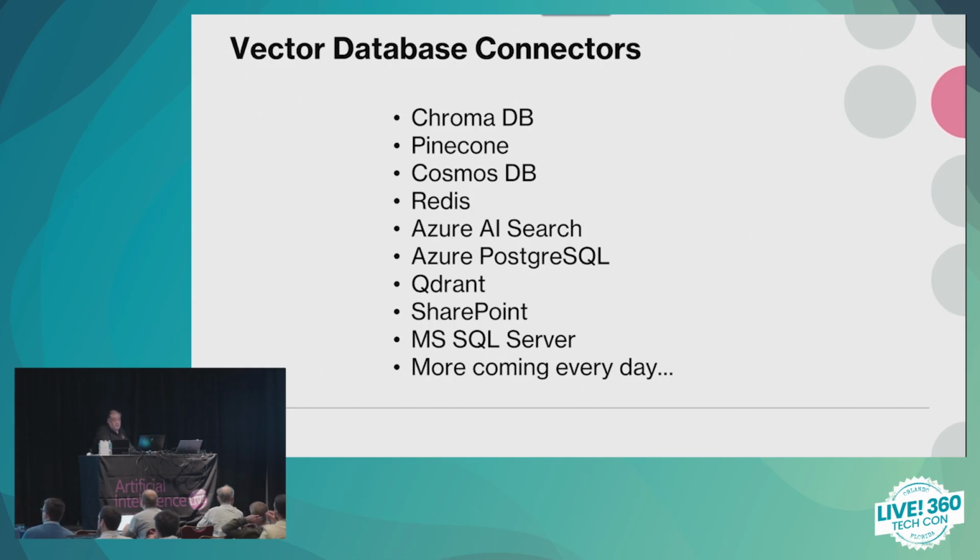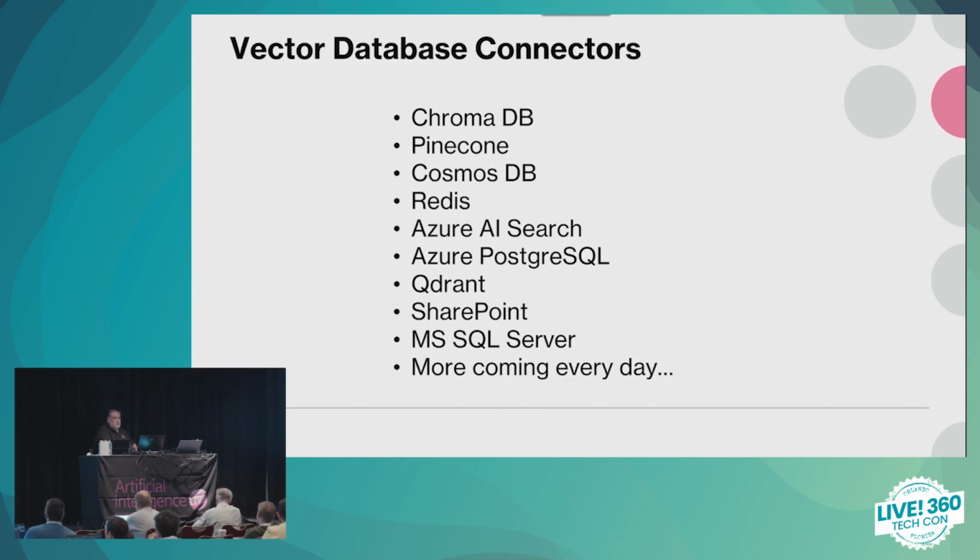Cosmos DB is a major database that will be able to do vectorization. Redis is a vector store. Azure AI Search is huge, especially for unstructured data. Azure PostgreSQL is excellent. A lot of people love using PostgreSQL. Qdrant, SharePoint, God forbid, also is a, no, I'm just kidding. SharePoint can actually be a vector database, but if you use it, God be with you. MS SQL Server has become, of course, a vector data store, so you definitely can use that. You don't have to go.